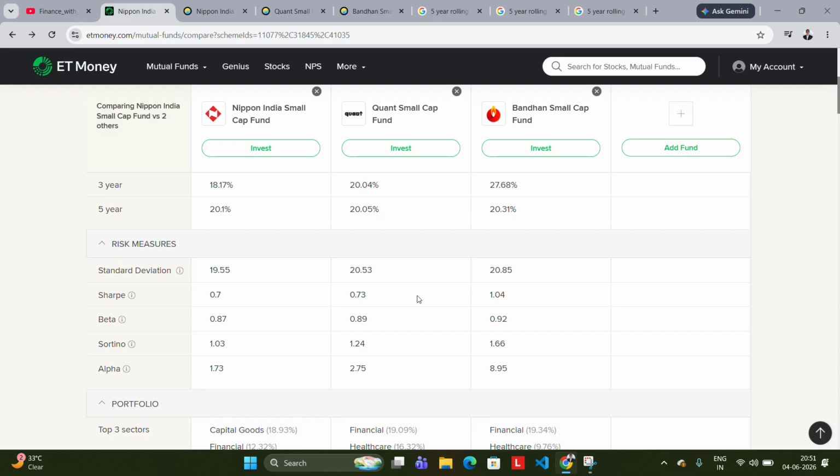Okay. And as we discussed in yesterday's video and before, standard deviation should be the lowest, and all the other ratios like Sharpe ratio, beta, Sortino ratio, and alpha should be the highest. Bandhan Small Cap has the highest Sharpe ratio, highest beta, highest Sortino, and highest alpha also. But just on the basis of the ratios, we should not select any fund. We should see the returns.